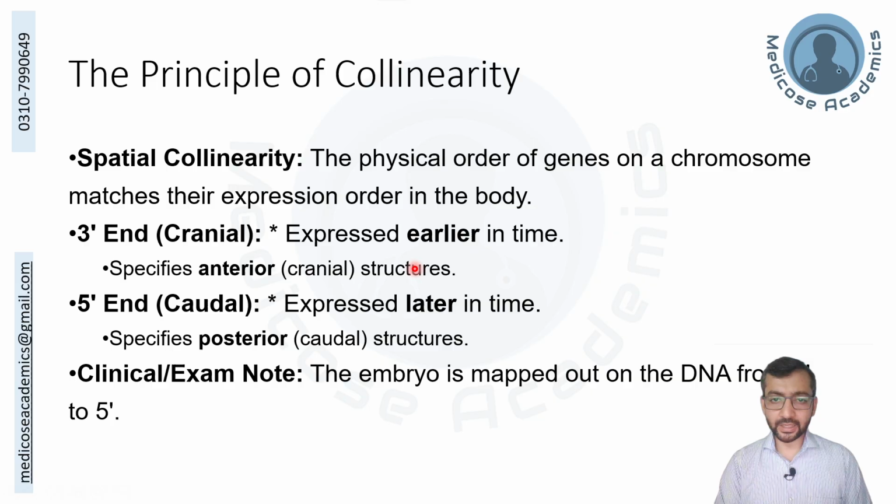So the physical order of genes on a chromosome matches the expression in the body. At the 3' end of the chromosome will be the genes that make the cranially placed area. At the 5' end there will be the genes that make the caudally placed area. As the head area develops first, those genes will be expressed first. The tail area develops last, so those will be expressed last.